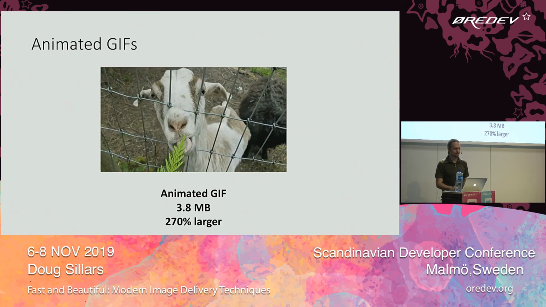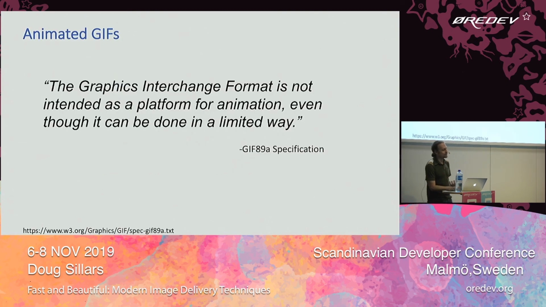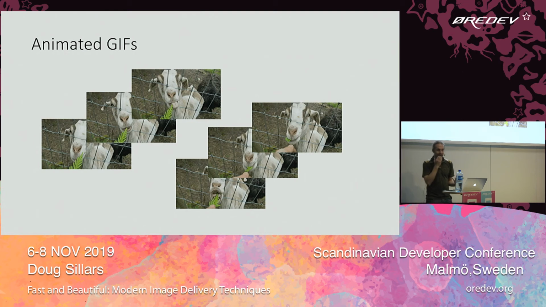So actually, if you go back in history to 1990, and you read the specification for the GIF format, it says the GIF format is not intended as a platform for animation, even though it can be done in a limited way. So like all the animated GIFs we use, the people who built the formats, like you shouldn't be doing that, right? It's in the spec. And the reason that is the case is animated GIFs are not optimized through time. If you have 15 frames per second, it's literally 15 GIFs that it flips through like a flip book every second. So it's just not optimized for that.